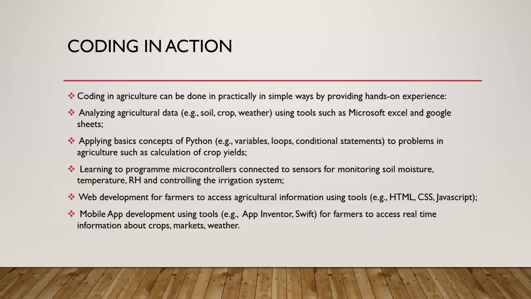Now, coding in action. How can we really gain some increased knowledge regarding coding? What can we be able to talk about? Coding in agriculture can be done in practical and simple ways by providing hands-on experience, as we shall be doing. Stephen has explained that on the 12th. But some examples are analyzing agricultural data. Coding can be done to analyze soil, crop, and weather data, using even simple tools like Microsoft Excel and Google Sheets.